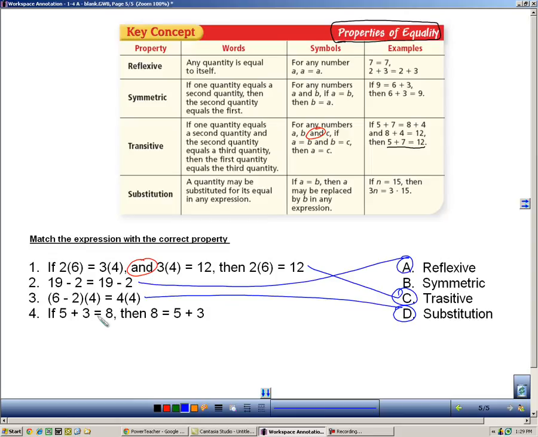And the last one, 5 plus 3 equals 8. All we did was flip the sides and make it 8 equals 5 plus 3. It's not quite like looking in a mirror, but the two sides are still equal, and that is the symmetric property.